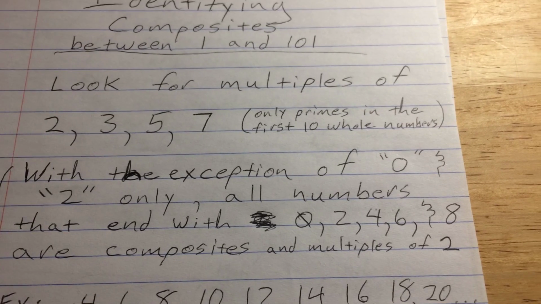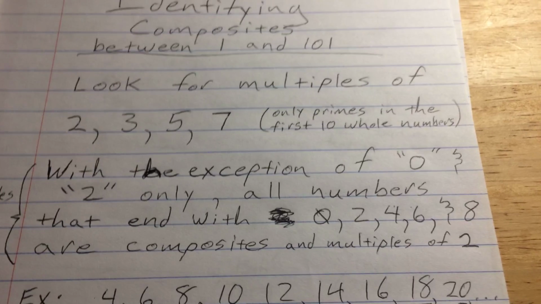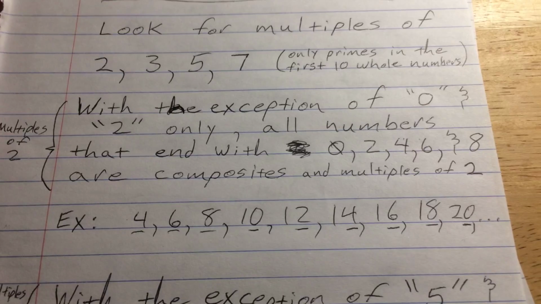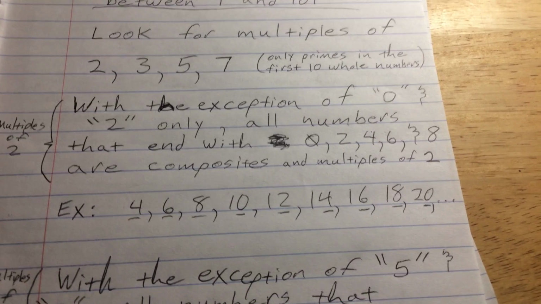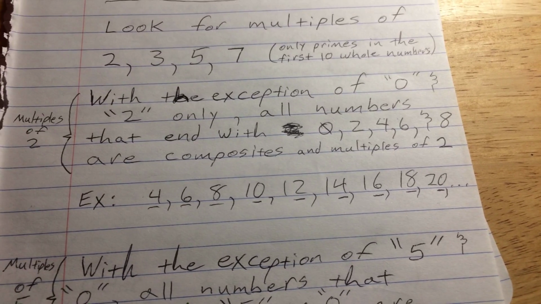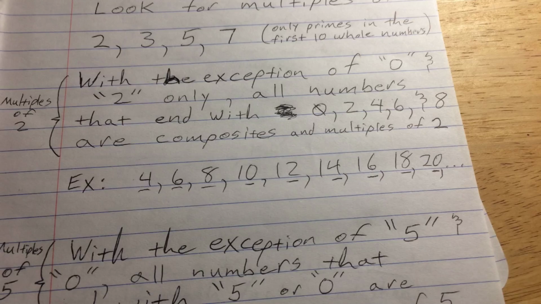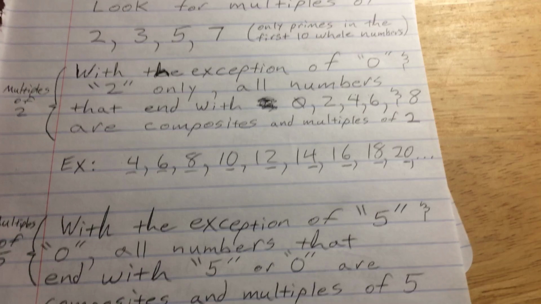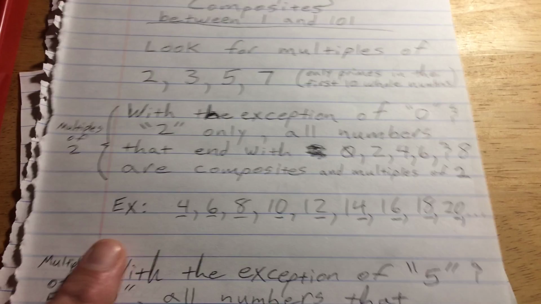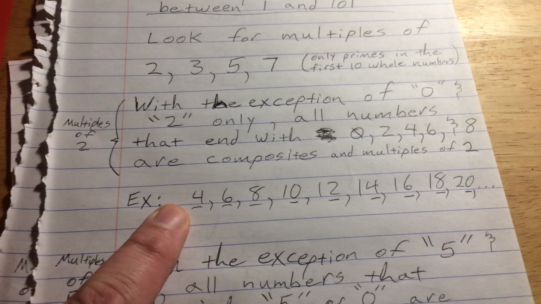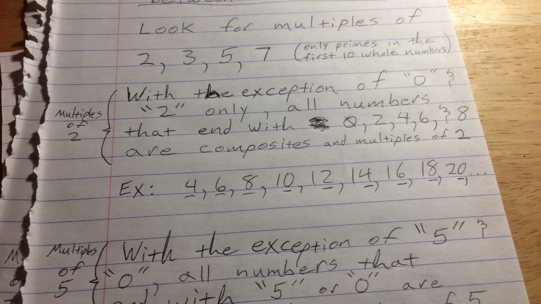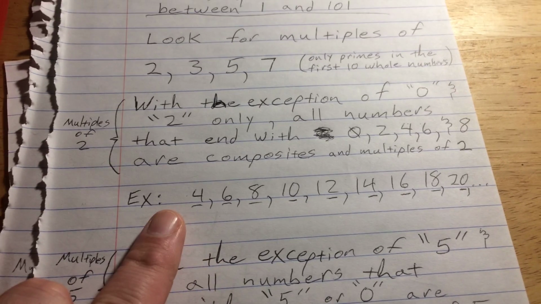2, 3, 5, and 7 are the only primes in the first 10 whole numbers. And with the exception of 0 and 2 only, all numbers that end with 0, 2, 4, 6, and 8 are composites and multiples of 2. So obviously we didn't mention 2 here because 2 is a prime, and 2 times 1 are the only 2 different factors that equal 2.